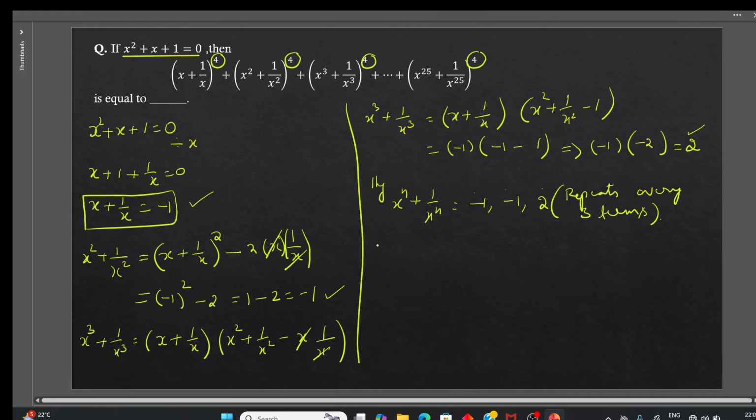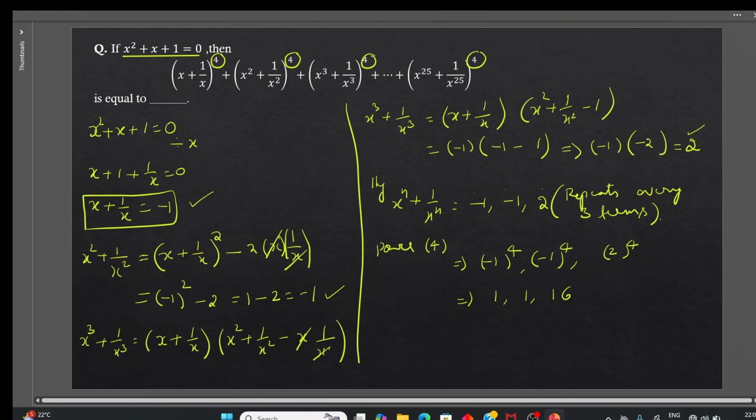So here, the power raised to power 4 means minus 1 whole to the power of 4, minus 1 whole to the power of 4, and 2 whole to the power of 4. We get 1, 1, 2 to the power of 4, which means 16 is the answer.